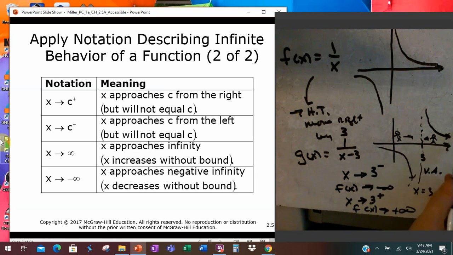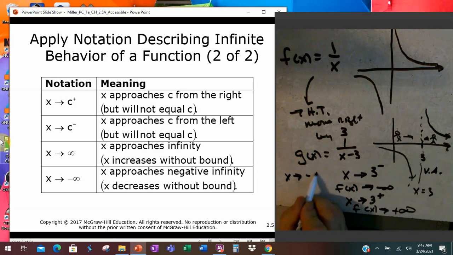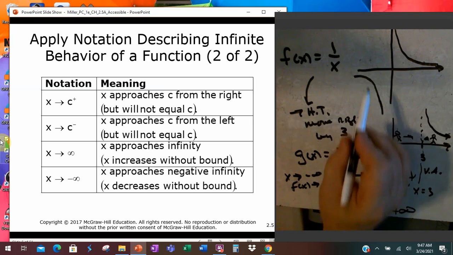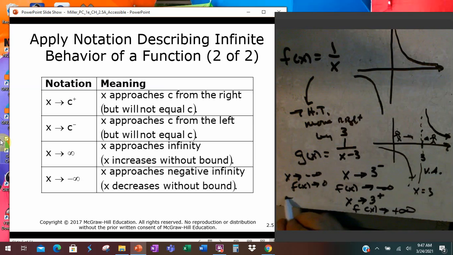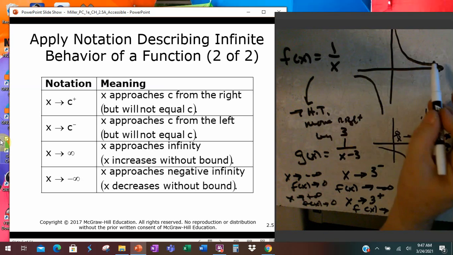And then we've got end behavior as well. As x goes to negative infinity, f of x approaches 0 in this case. And then as x goes to plus infinity, f of x again goes to 0, but from the positive side.